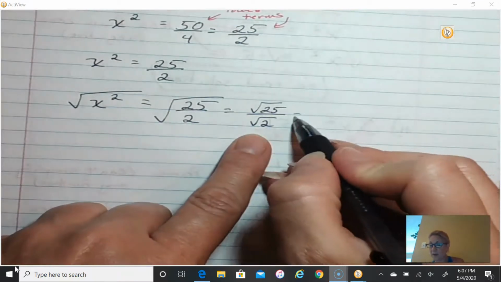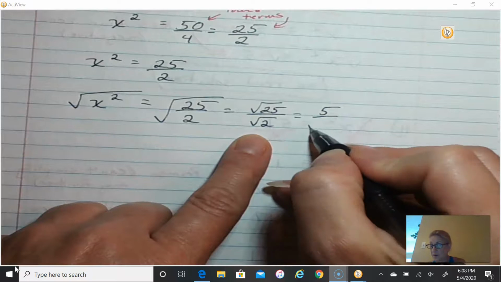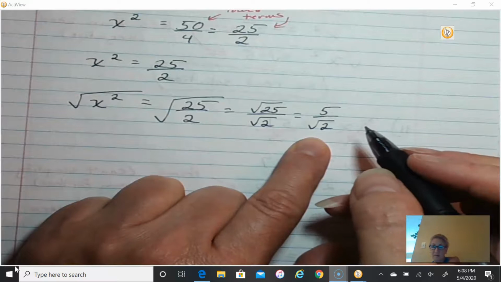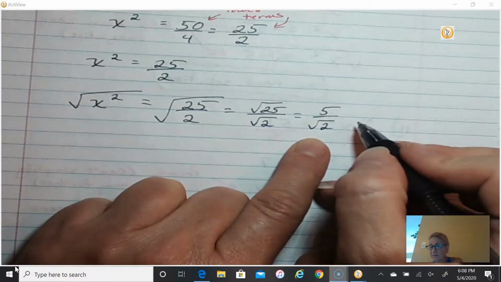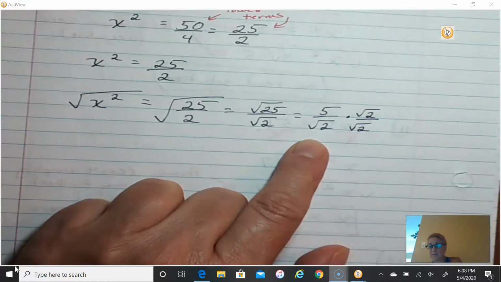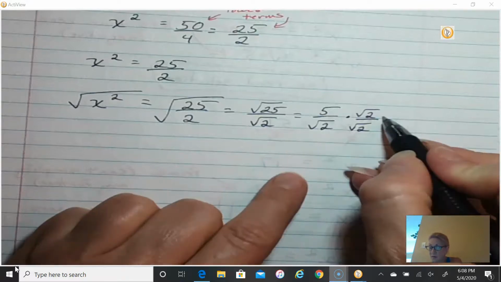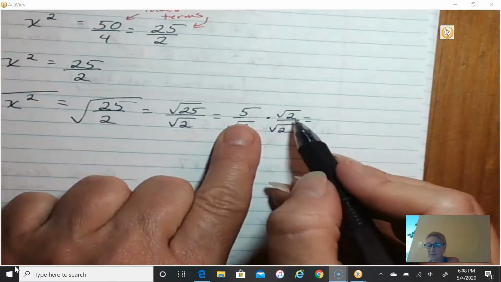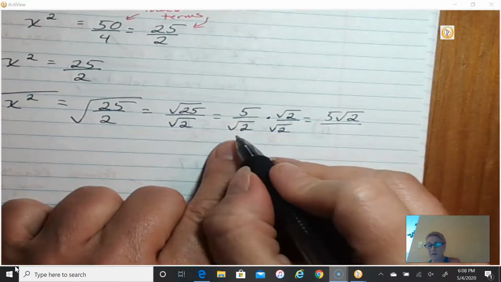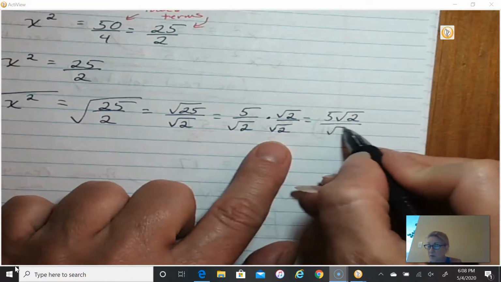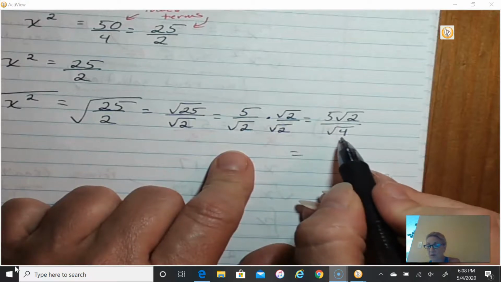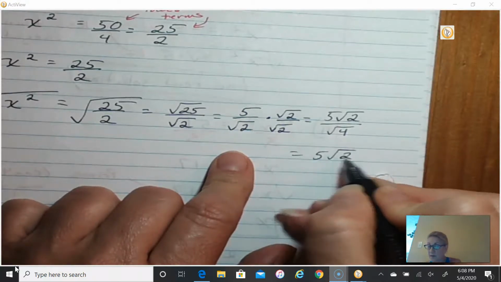What's the square root of 25? 5 over square root of 2. Can I have a radical sign in the denominator? Nope. How do you get rid of that? You multiply the top and bottom by that same radical. So 5 times the square root of 2 is 5 times square root of 2. Square root of 2 times square root of 2 is square root of 4. That's a perfect square. What's the square root of 4? It's 2.